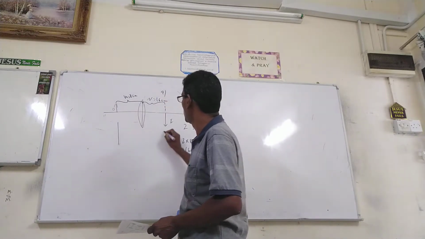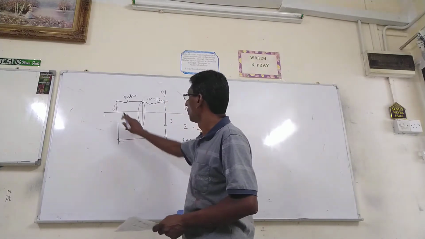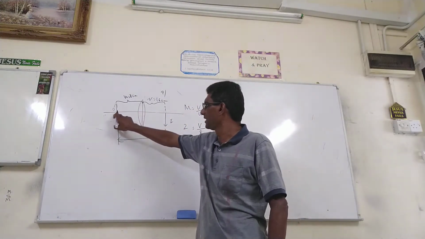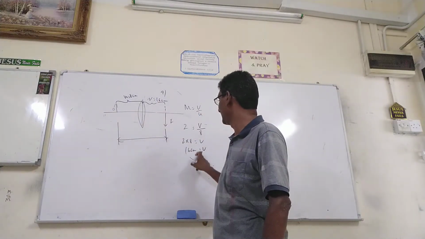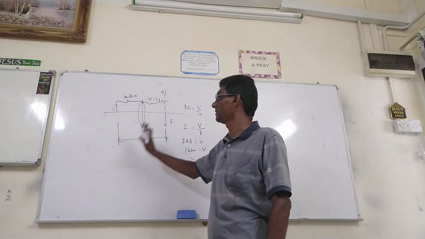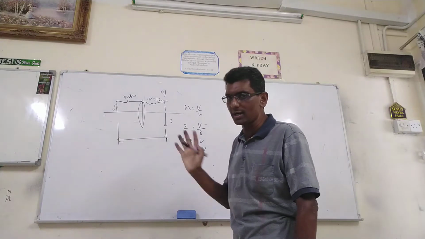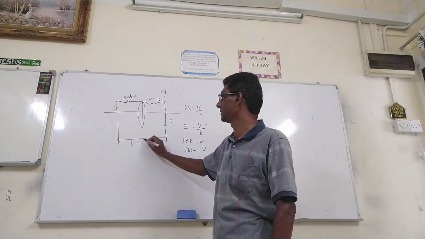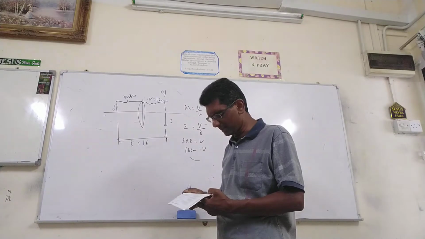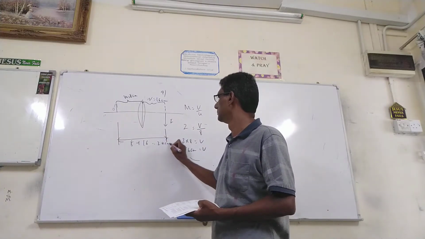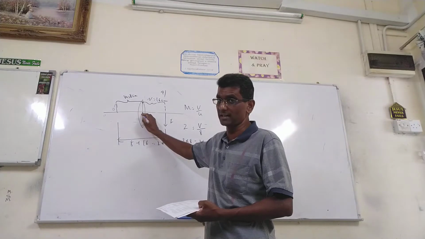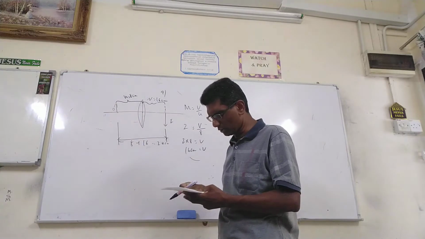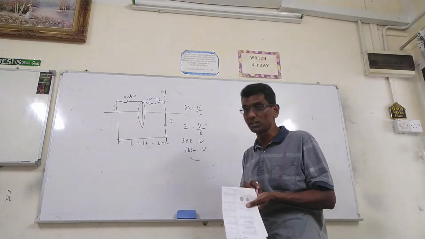So what is the distance between the object and the image? The image distance you found is 16 cm, the v. So 8 plus 16, 24 cm. Because 8 cm is from here to the center of the lens, and from the center of the lens the image distance is 16 cm. So altogether 24 cm.